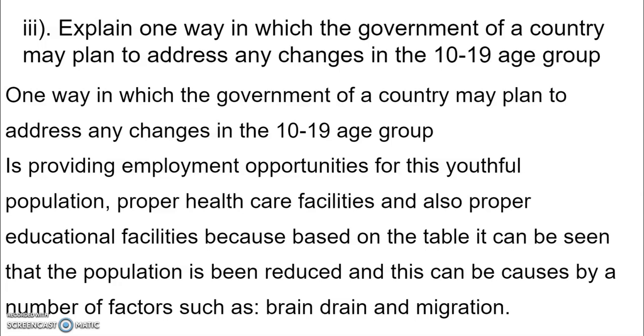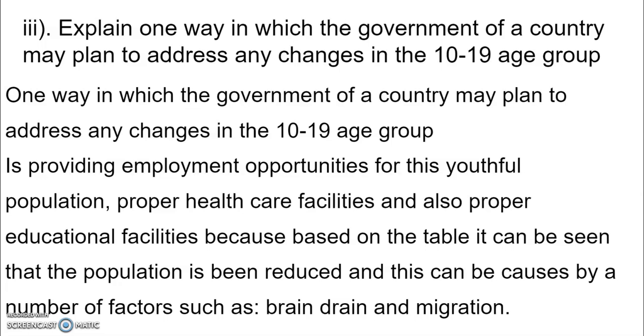So one way in which the government of a country may plan to address any changes in the 10 to 19 age group is providing employment opportunities for this youthful population. If you look back at the table, you'll see that by the time the 10 to 19 age group reaches ages 20 to 29, the population is decreasing. We have fewer persons in that age group, right?